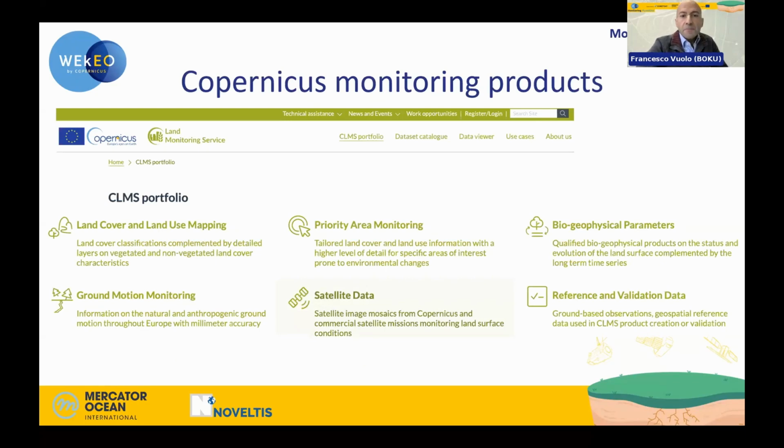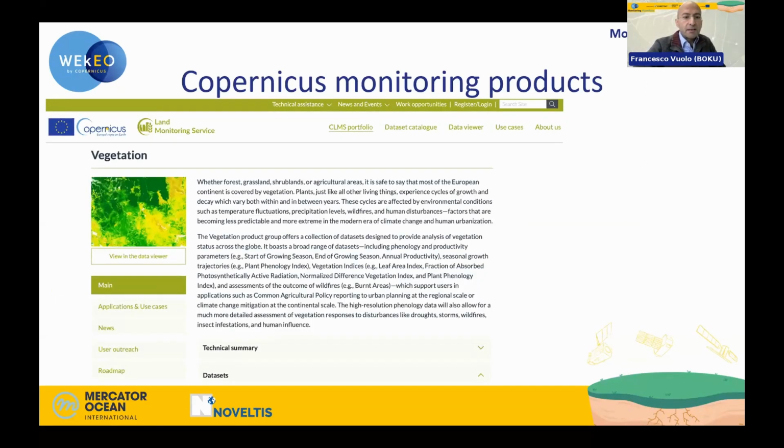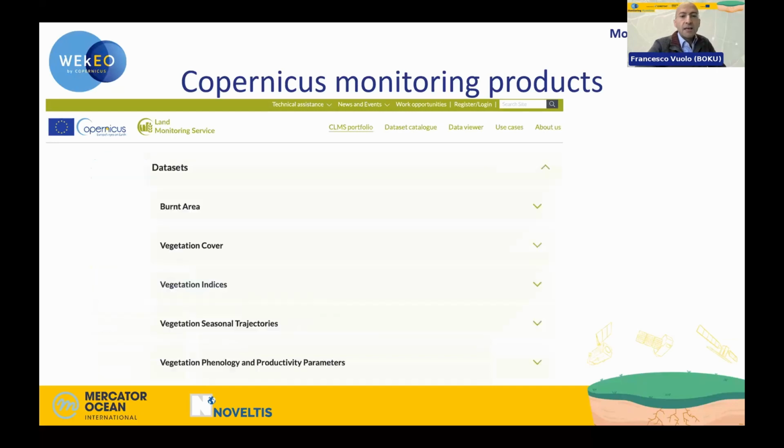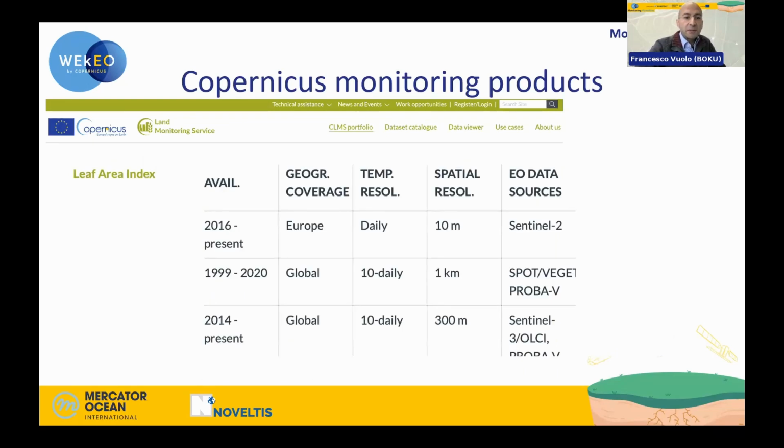So the classic products for land monitoring have already been introduced this morning. There is a land monitoring service where we regularly produce products for land cover mapping, for biogeophysical parameters retrieval, and some reference data. And you can find in the portal products that look at vegetation, so forest, grassland, agricultural land, and these cover various topics, with different spatial resolutions.